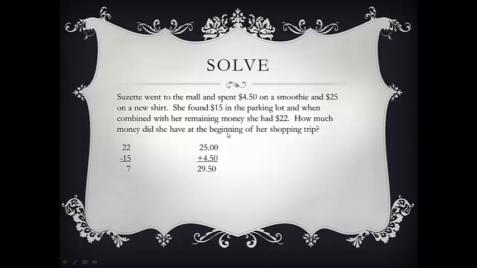And to find out how much money she had at the beginning of her shopping trip, we take the $7 that she had left when she walked out of the mall and the $29.50 that she had spent while she was in the mall, and I add those together, and I get $36.50. And that's what she had at the beginning of her shopping trip.